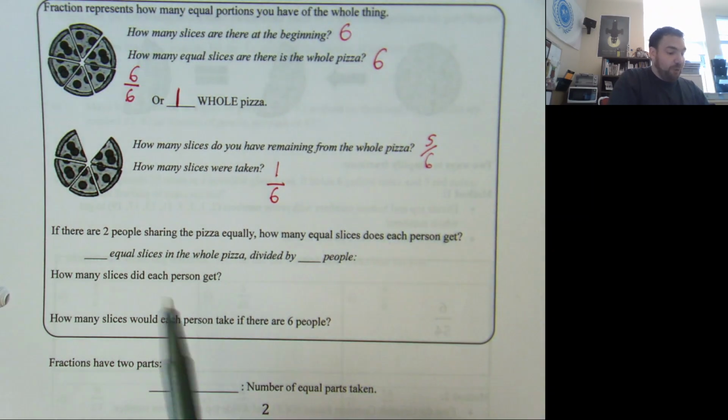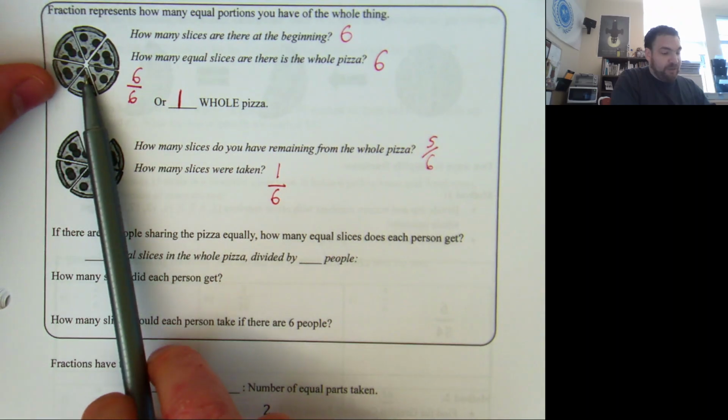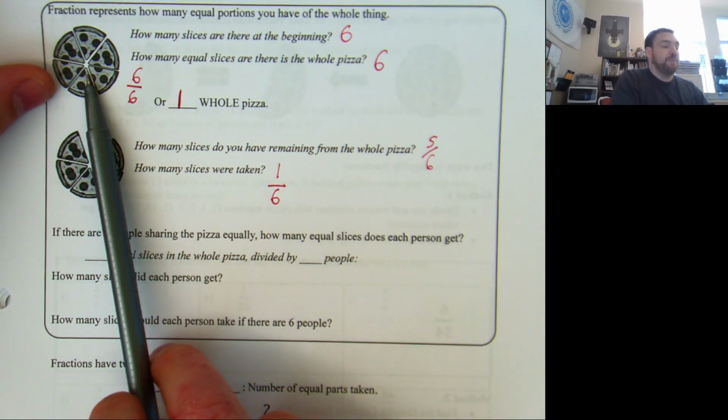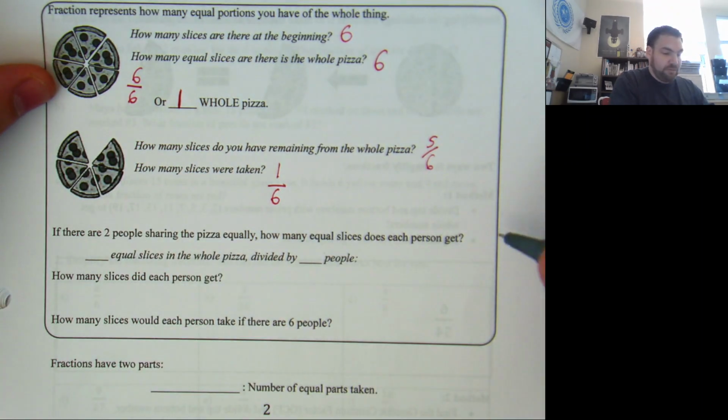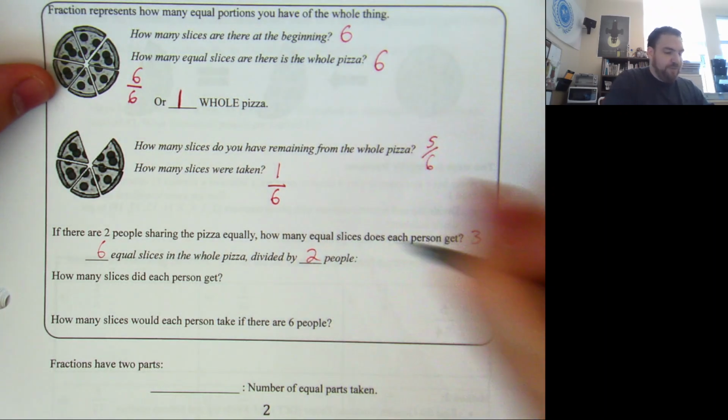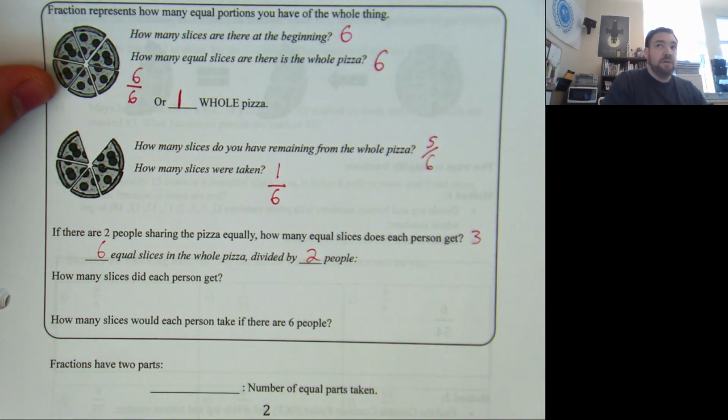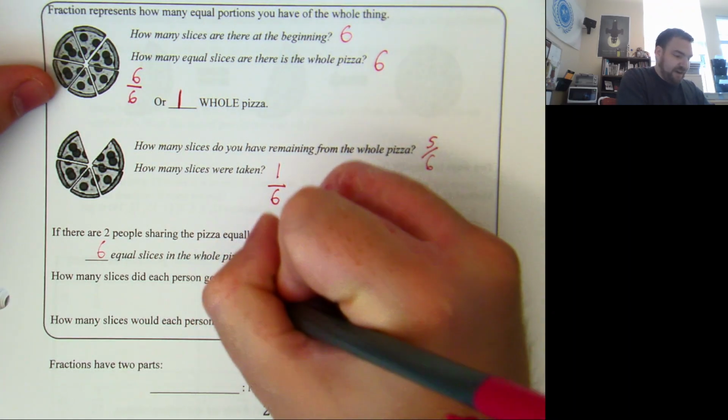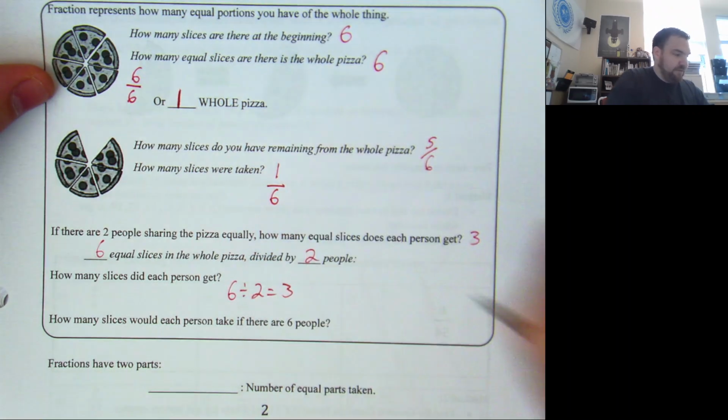If there are 2 people who are going to share this first pizza equally, how many slices does each person get? They're going to get 3 each. Well, how do you know? Well, there was 6 equal slices in the pizza divided by 2 people. So each person, you saw it already, 6 divided by 2 is 3.